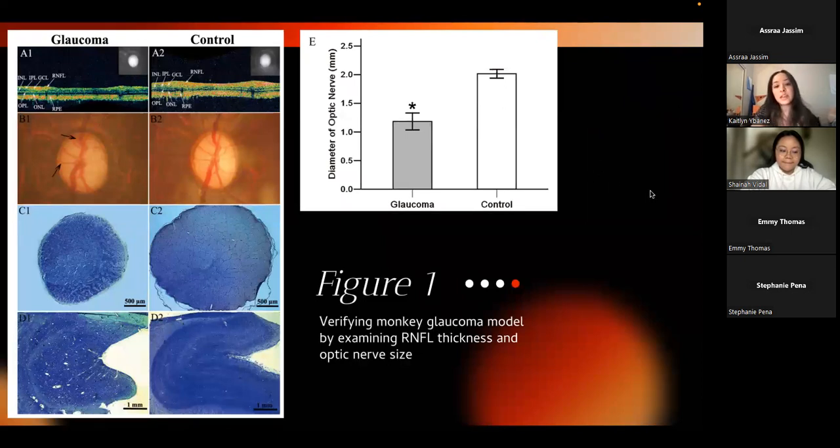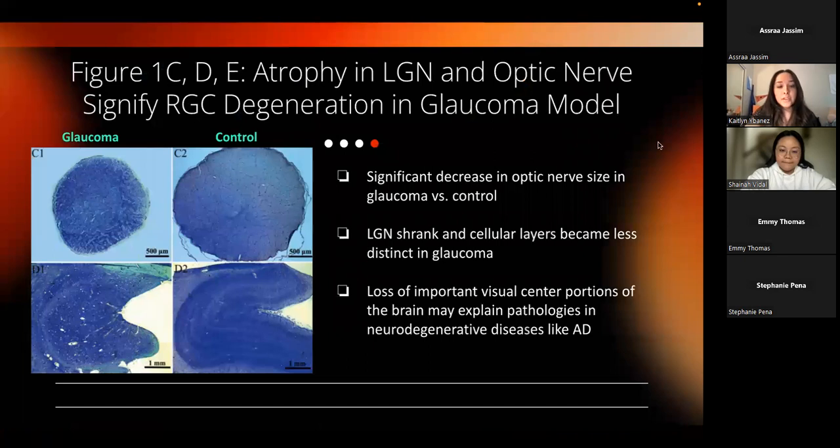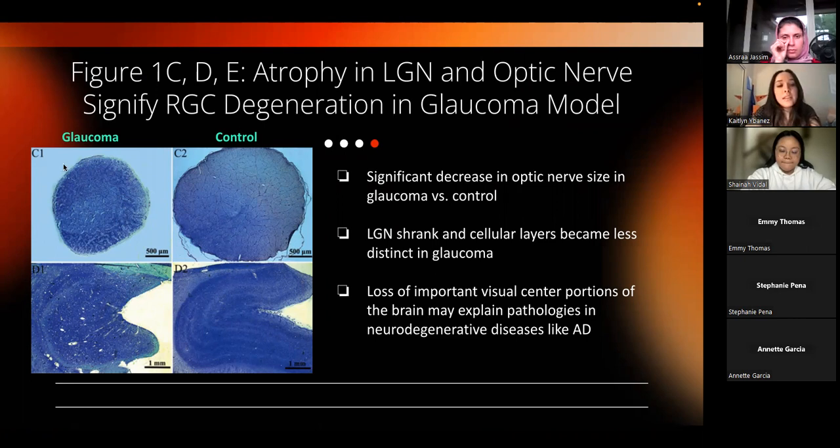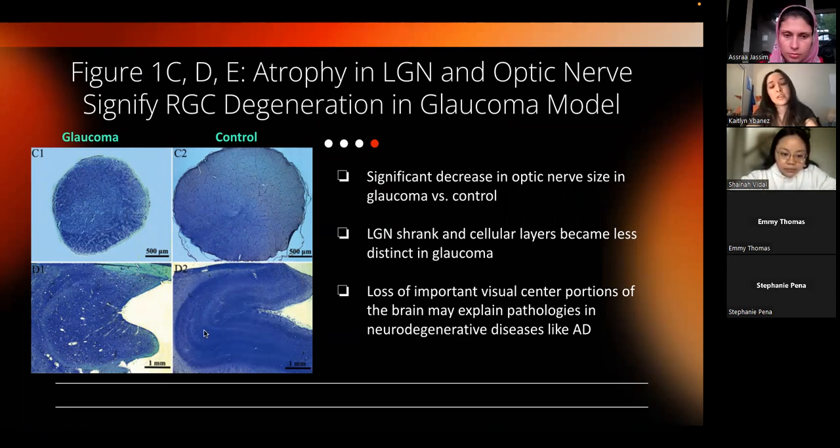In figure 1, basically, it verifies whether the glaucoma model is true and whether any changes are evident. Looking at figure C, on the left side we can see a significant decrease in the optic nerve size in comparison to the control. Now looking at figure D, we are looking at the lateral nucleus layers. Here you can see that in the glaucoma model, there is a significant shrinkage of the cell layers, and they're not as distinct as in the control.